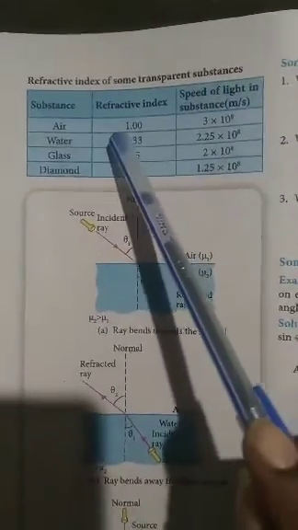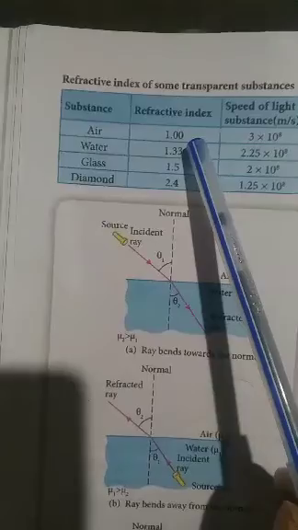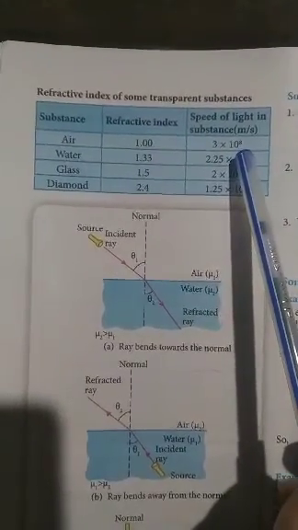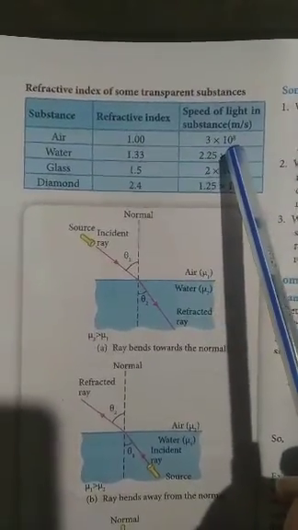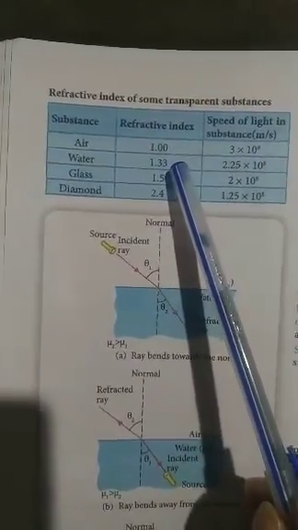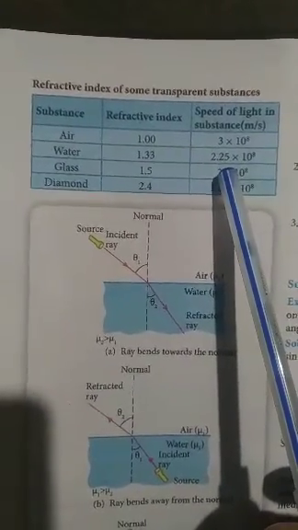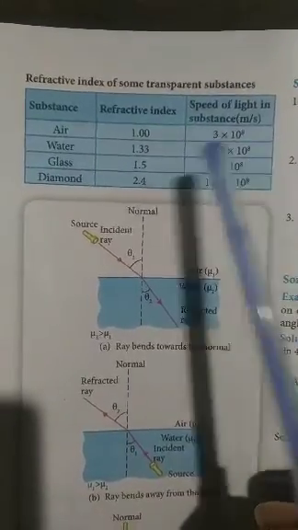These are the refractive indices of some transparent substances. Refractive index of air is 1, so the speed of light in air is 3 into 10 to the power 8 meter per second. Refractive index of water is 1.33, so the speed of light in this medium is 2.25 into 10 to the power 8 meter per second.